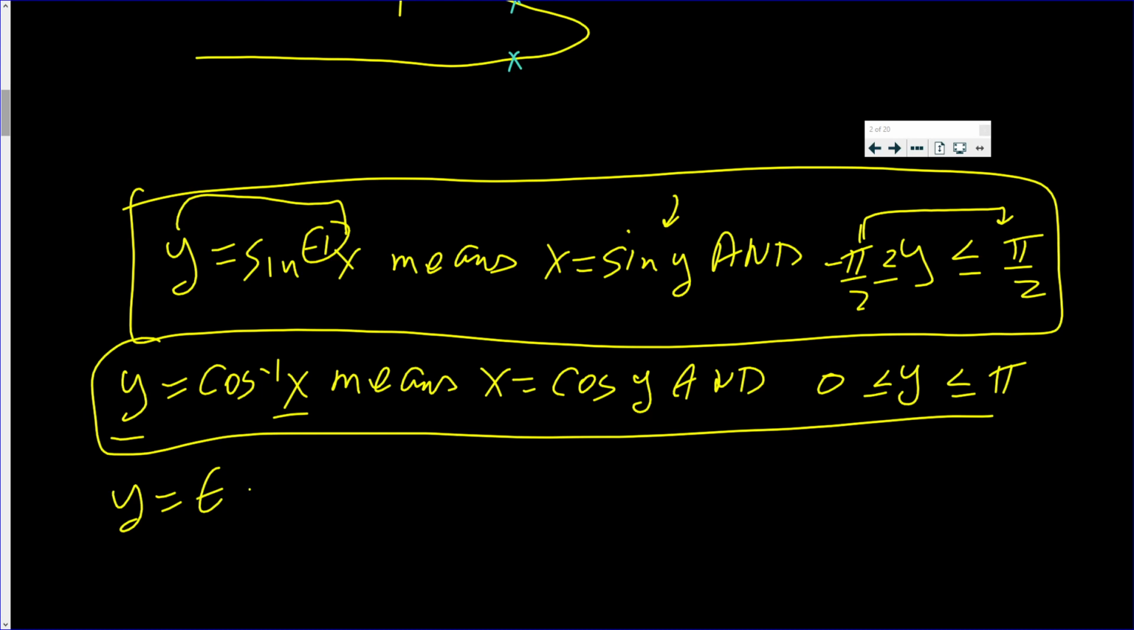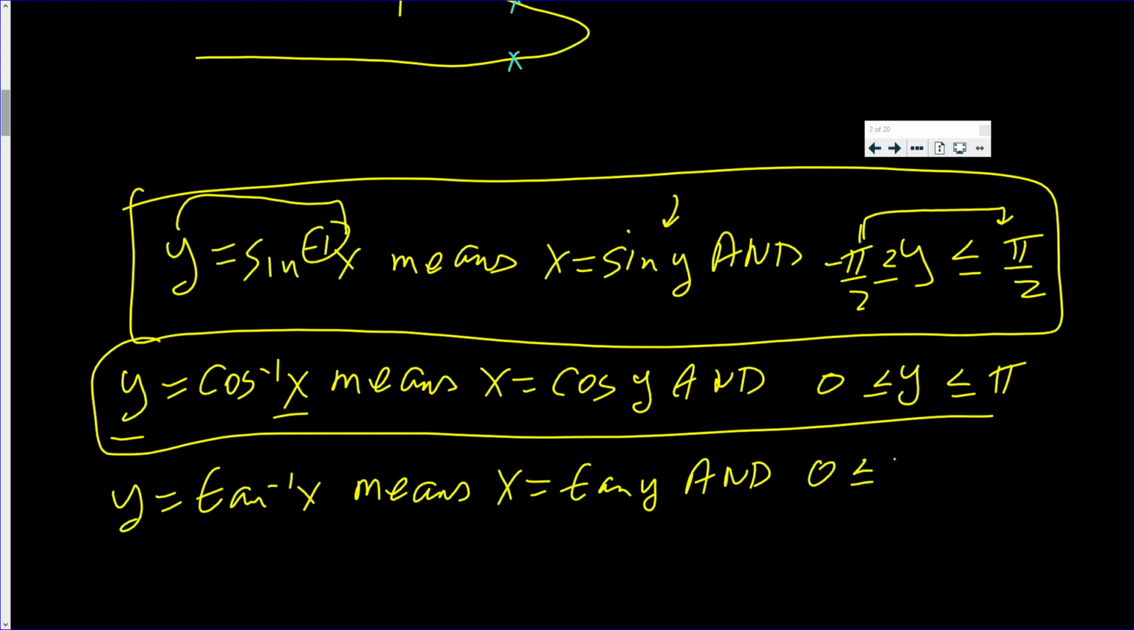Y is equal to the tan inverse of x. This means, yes, that x is equal to the tangent of y. And to get back a unique answer, we have to say y is in between negative pi over 2 and pi over 2, just like sine inverse. Negative pi over 2 to pi over 2.